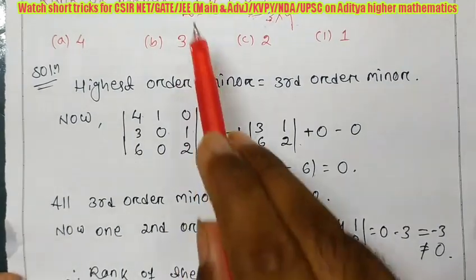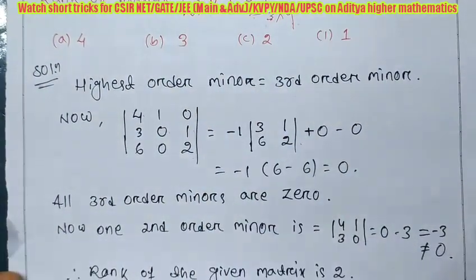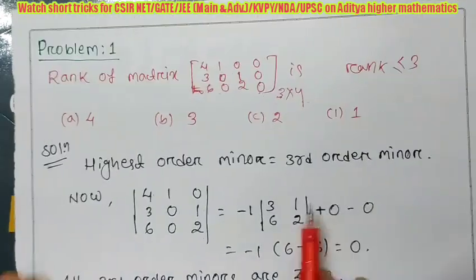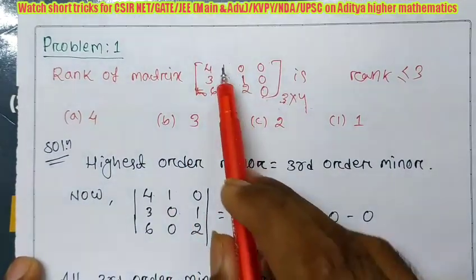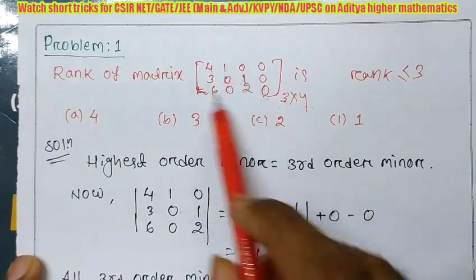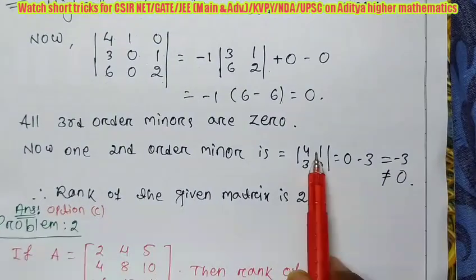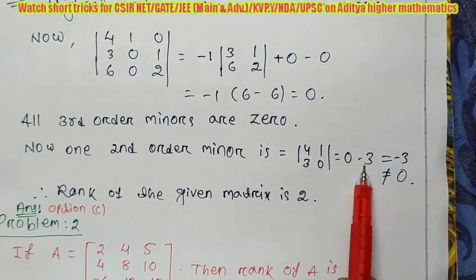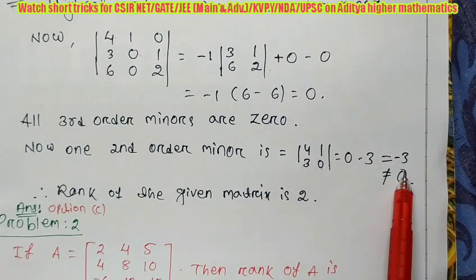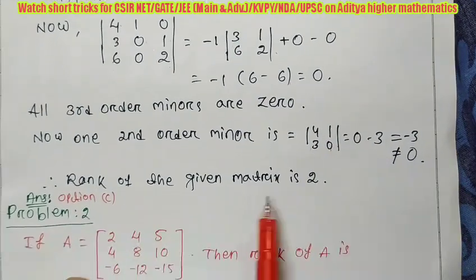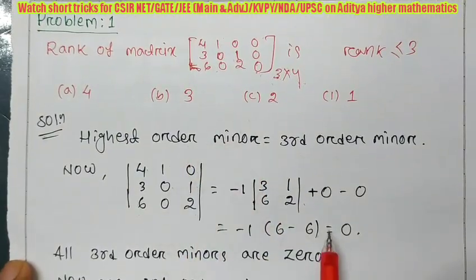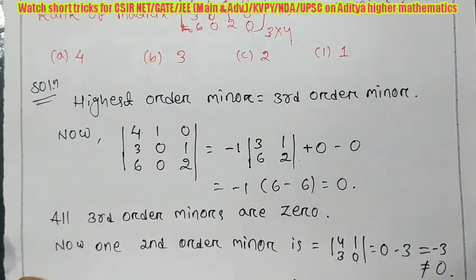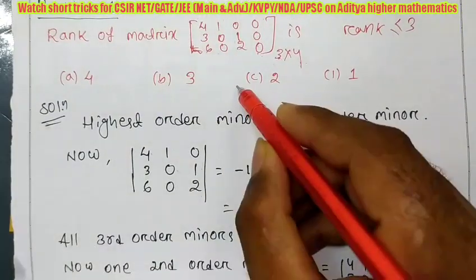Now we will check one order 2 minor. I am taking 4 1, 3 0. You can take any order 2 minor here, not only 4 1, 3 0; you can take 1 0, 0 1, any order 2. Now it is 0 minus 3. So we are getting minus 3, which is non-zero. So the rank of the given matrix is 2. Here order 3 we are getting 0, and order 2 we are getting non-zero. So rank is 2. That means option C is correct.